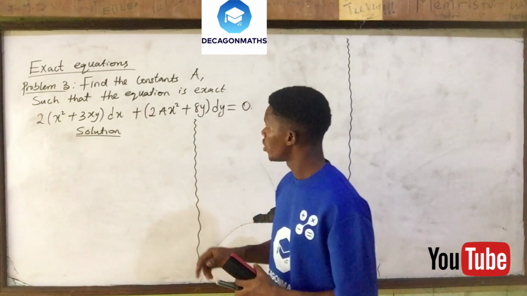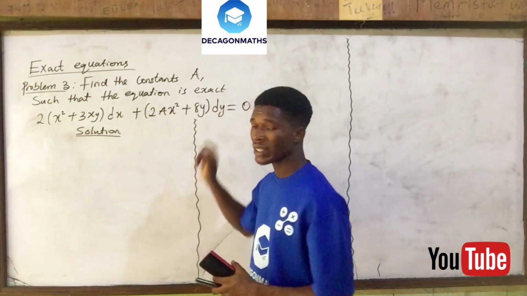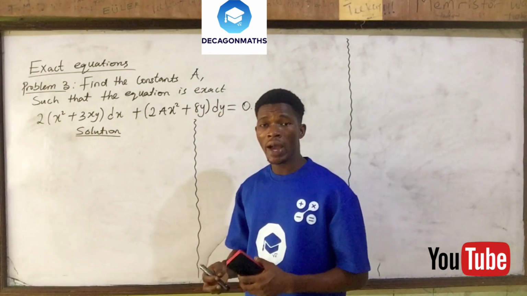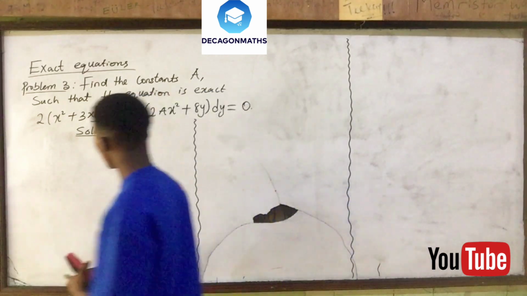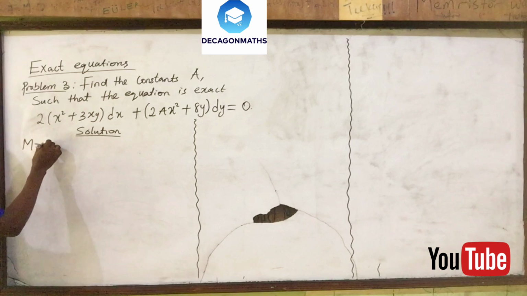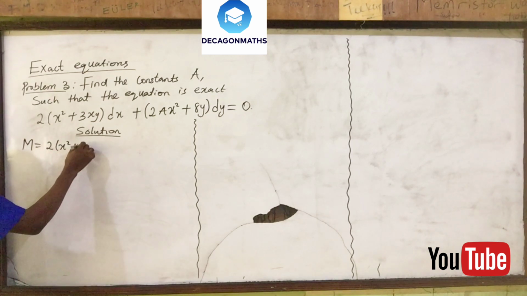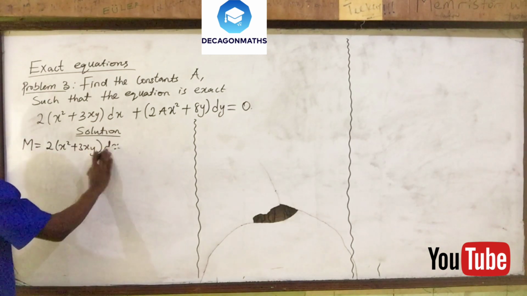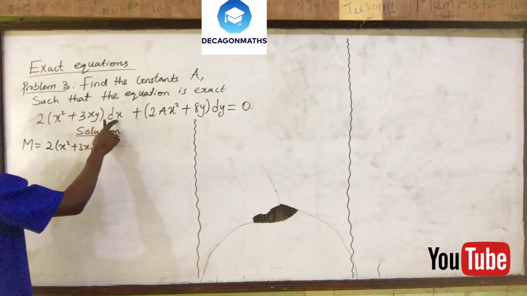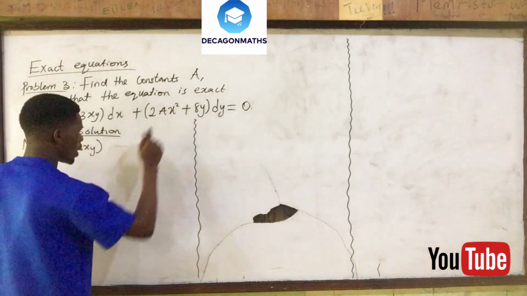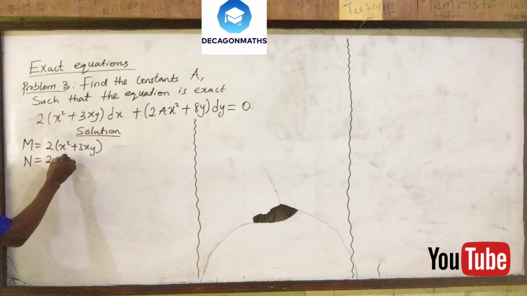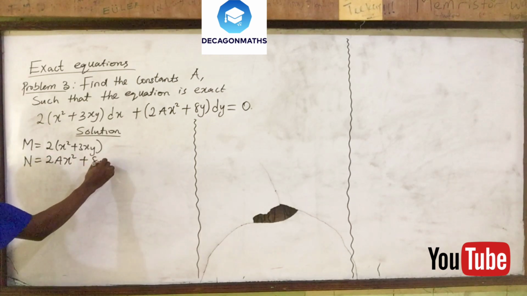Now the question says: find the constant a such that the given equation is exact. So what I'm going to do is write out our M and N. According to this equation, our M is 2x squared plus 3xy multiplied by dx. I've told us that M is always with dx and N is always with dy, right? So our N will be 2a x squared plus 8y.